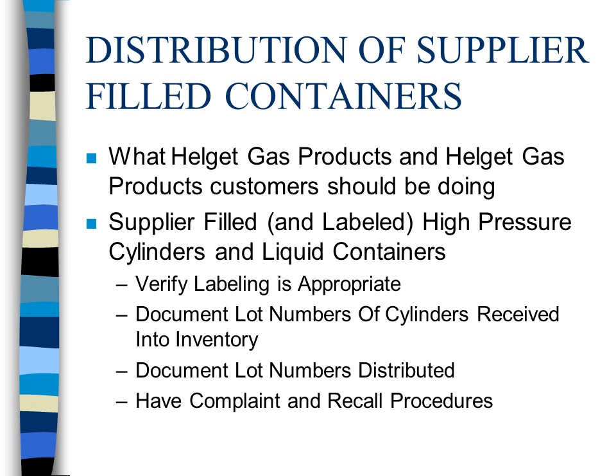Distribution of supplier-filled containers. What Hellgut Gas Products customers should be doing is the same thing that we would do. They should be inspecting the cylinders to make sure that they are labeled properly. They verify that the labeling is appropriate. They document the lot numbers of the cylinders received into inventory. There's a documentation of lot numbers that are distributed. We do that on our delivery tickets.